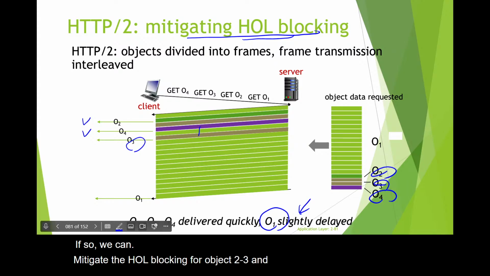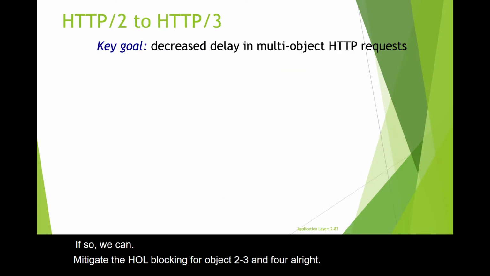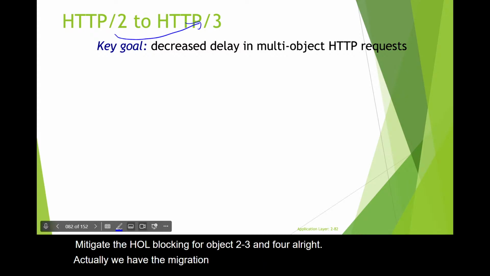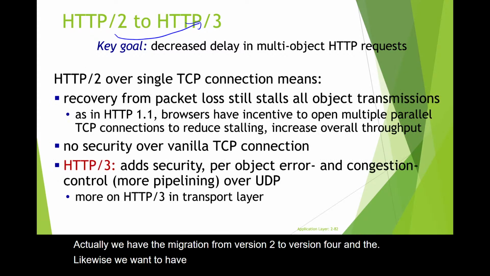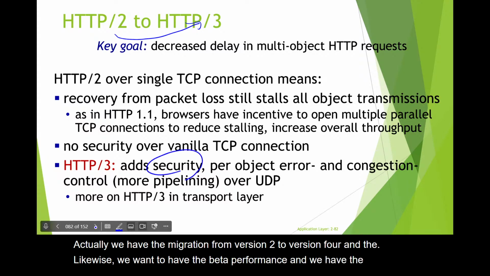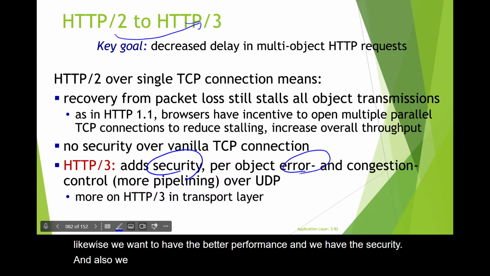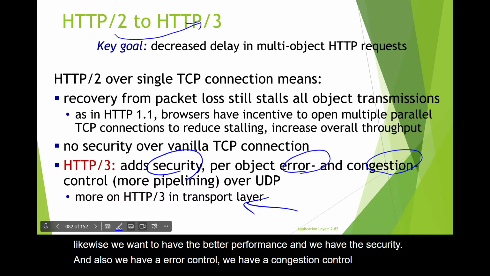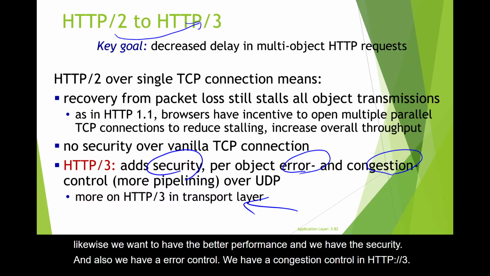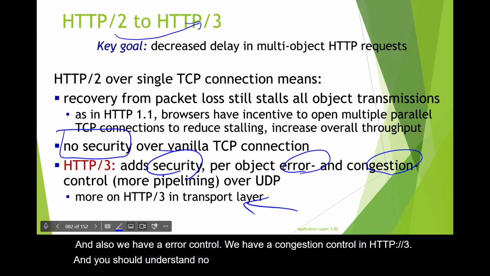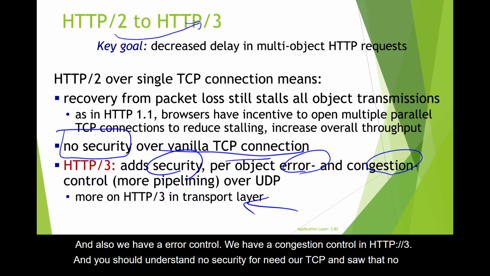All right. Well, actually, we have the migration from version 2 to version 3. And likewise, we want to have better performance, and we have security, and also error control. We have congestion control in HTTP/3. And you should understand there is no security for vanilla TCP, and so no security for HTTP.